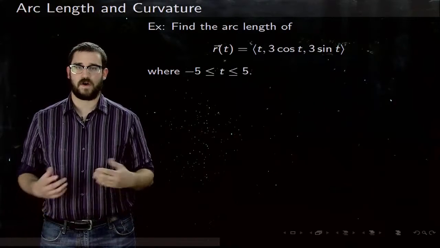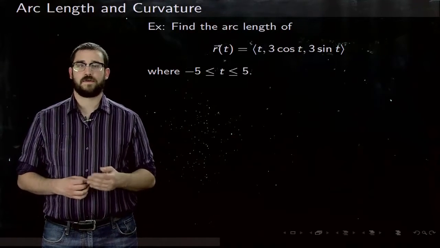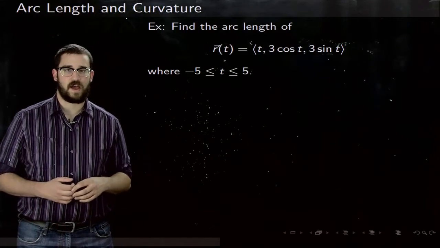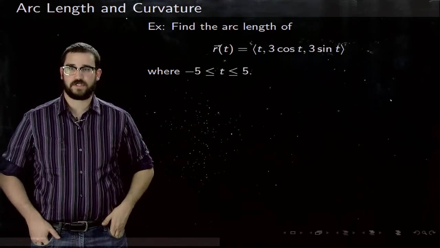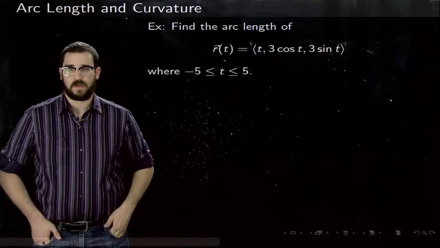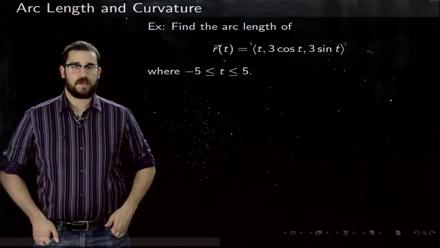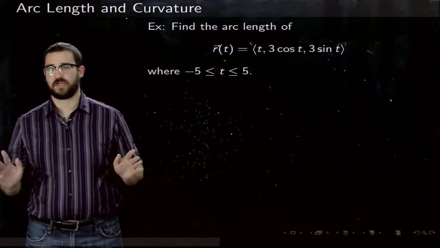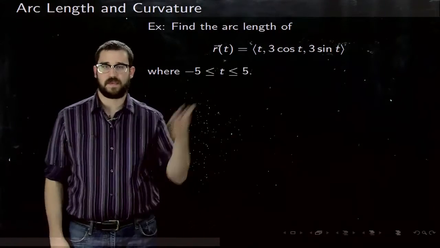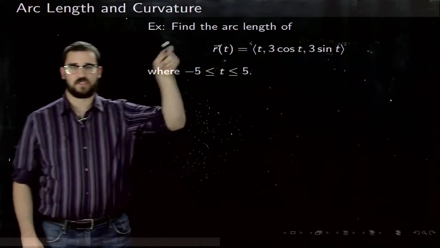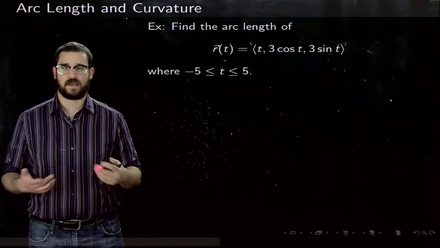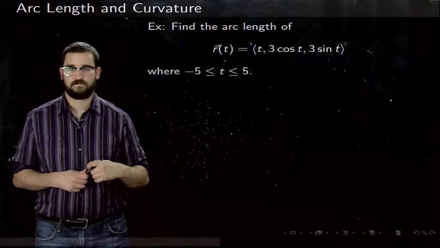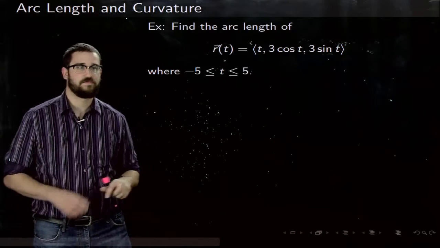Find the arc length of r of t being t, 3 cosine of t, 3 sine of t, when t goes between -5 and 5. Well, all these functions are continuous because of what we know from Calc 1. And we're going to just assume for now that there's no crossing, which, don't worry, it's fine because of that t there. t just goes back and forth. No way that t can equal -5 or 5, except for when they're -5 or 5.